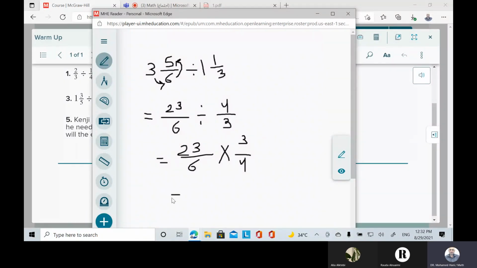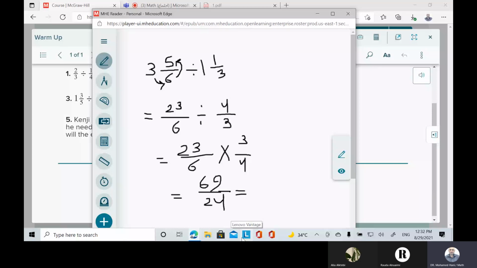How to multiply two fractions? What I do, Shamsa, to multiply two fractions? Right. Multiply numerator by numerator, then denominator by denominator. So 23 times 3 will be 69, and 6 times 4 will be 24. Now, is this fraction simplified, or we need to do simplest form?